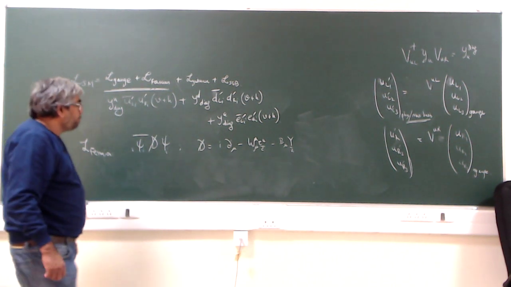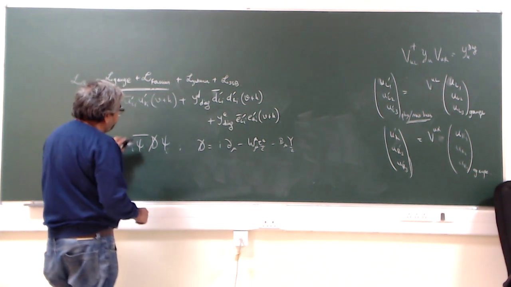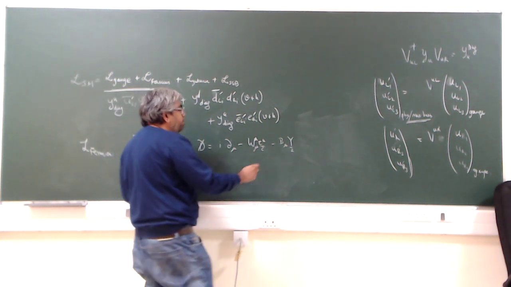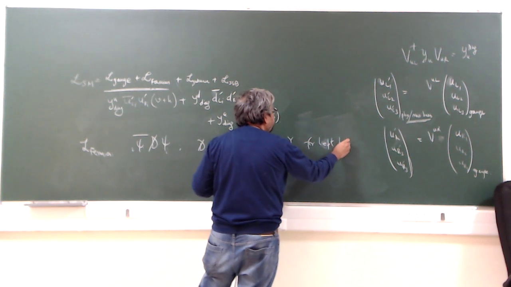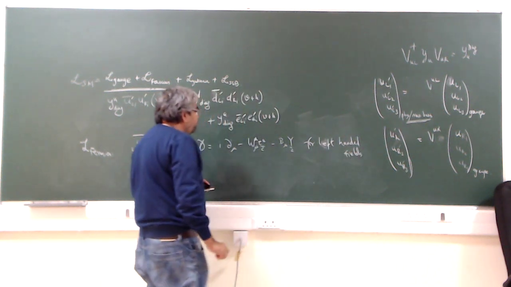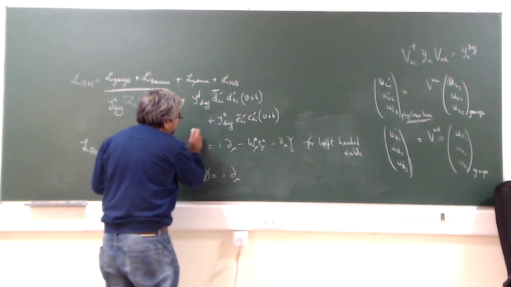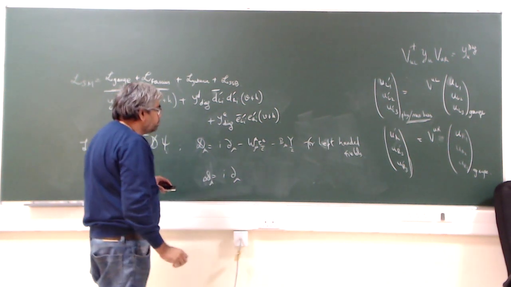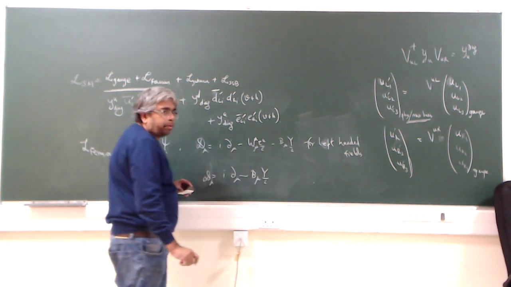The problem comes because you write it for the left-left part. So let's write explicitly. For the left fields, all the left fields will have this particular term. For right-handed fields, D slash would be what? D slash is i del mu plus B mu Y by 2. They won't have a W.